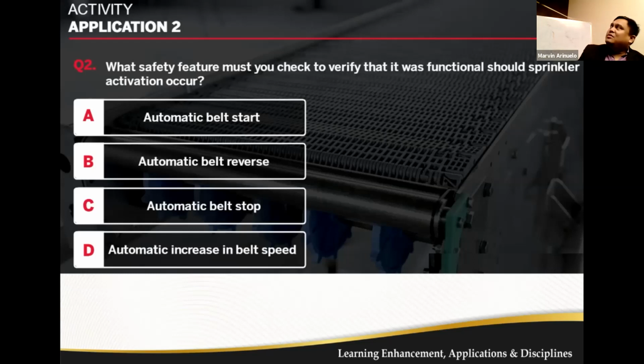No, not B. So how will you know? Reverse. Belt reverse. Not reverse. So actually, the hazard is accumulating, if you remember last time, because of the dust accumulation as the conveyor is moving. But in order to stop or prevent the accumulation of the dust, which is cloud dust that is explosive, the system should stop. Not reverse, the conveyor should stop. C.